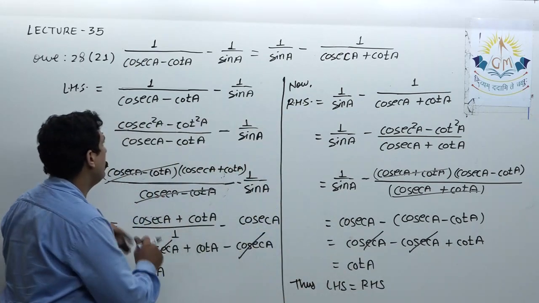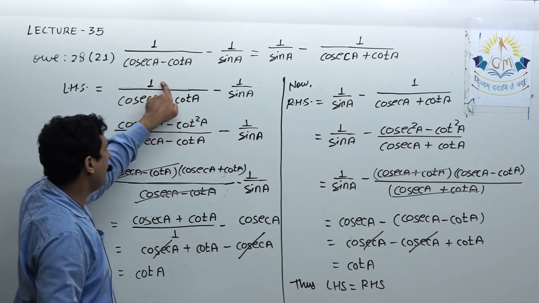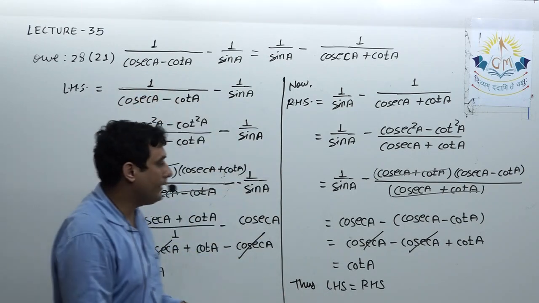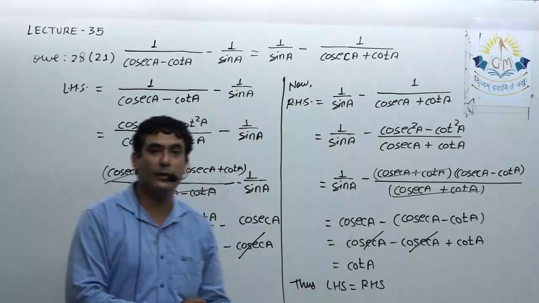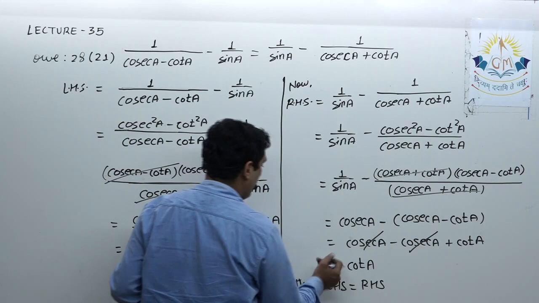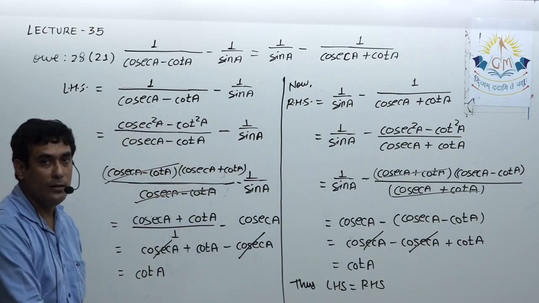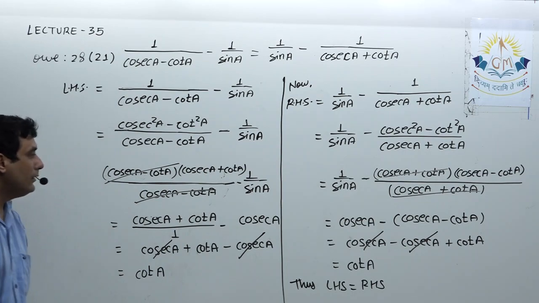Then I gave you the third method in which instead of rationalization I replaced 1 by the identity cosec square A minus cot square A, on both sides. So in that way I can say left hand side and right hand side are equal. So please note it down.